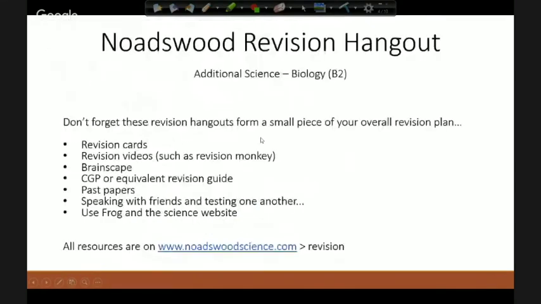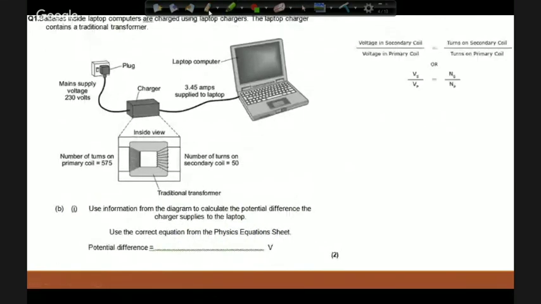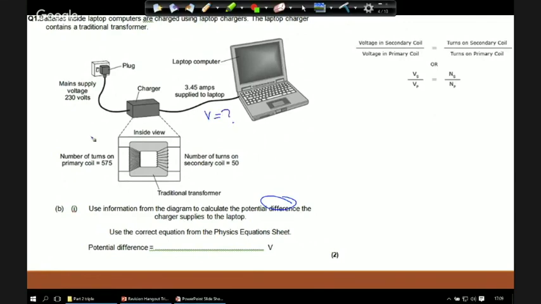Okay, so 2 more questions then. Okay, so batteries inside laptops are charged using laptop chargers. The same bit of information as before. Use the diagram now to calculate the potential difference the charger supplies to the laptop. So I want to know the voltage provided on this side here. Now on this side, I know my input voltage. I know my input number of coils.